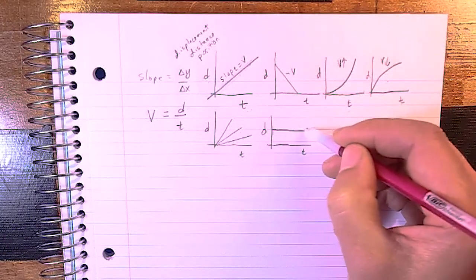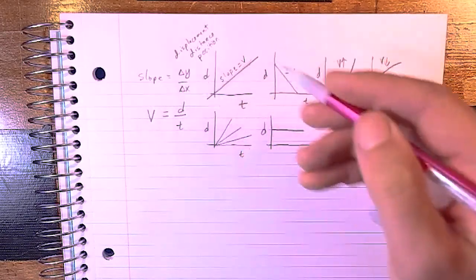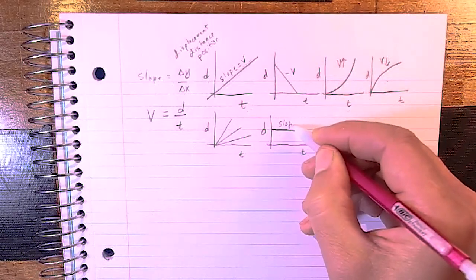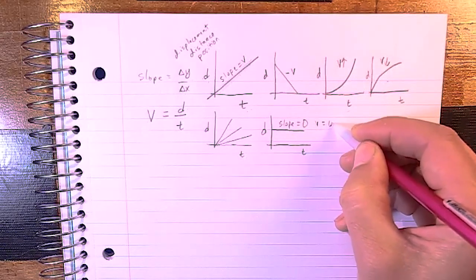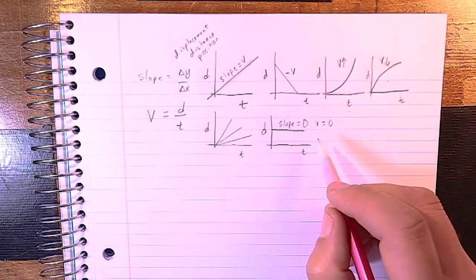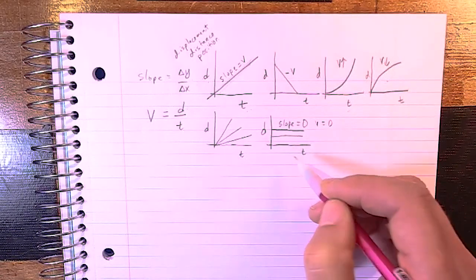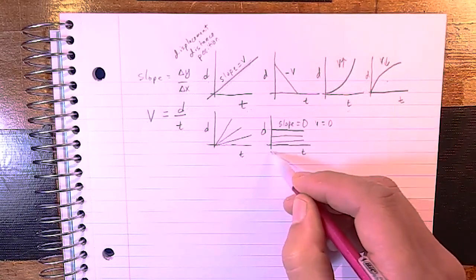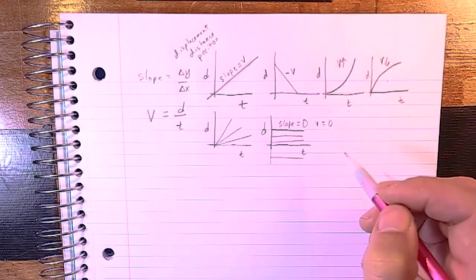What's the steepness of this line? It has no steepness. It has no slope. The slope is 0. So therefore, the velocity is 0. But we have to be careful with this because it could be stopped in many different locations. It could be stopped here. It could be stopped here. It could even be stopped somewhere along the negative axis.